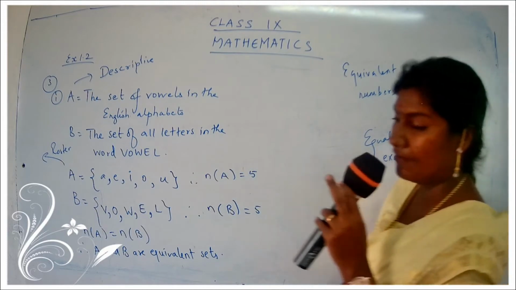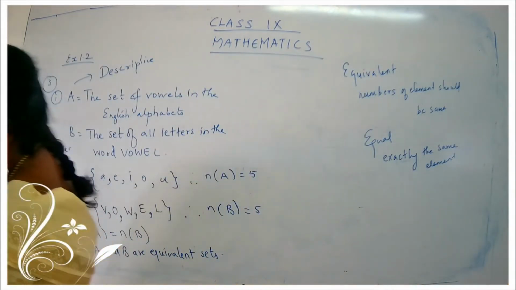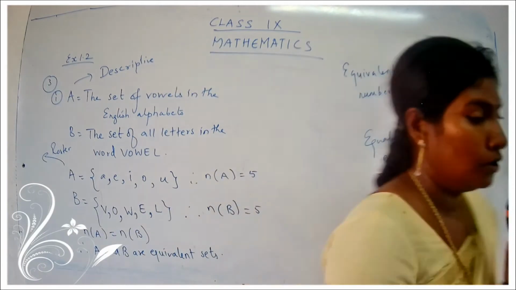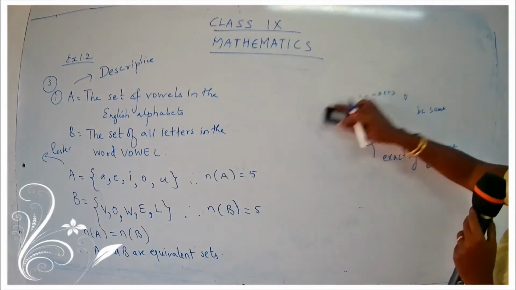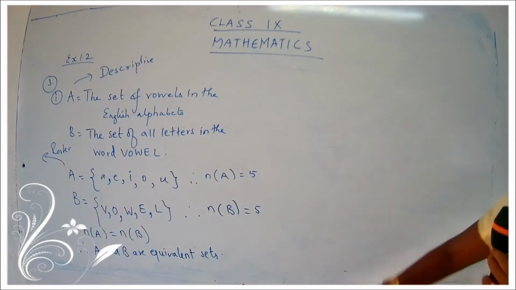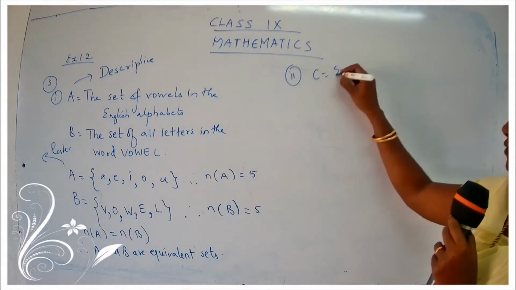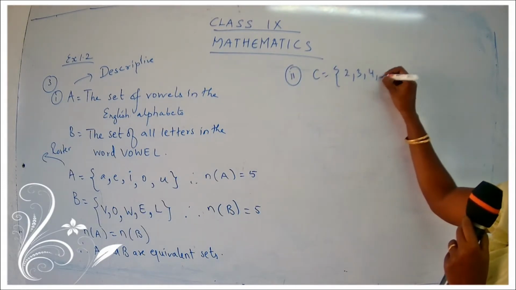I hope you are clear with the first part. Okay. We have completed the first subpart. Now let's take the second subpart. C is equal to {2, 3, 4, 5}. So question subpart 2, C is equal to {2, 3, 4, 5}.